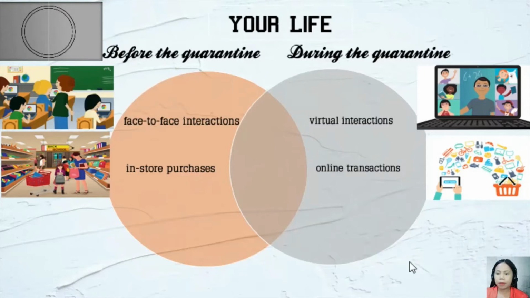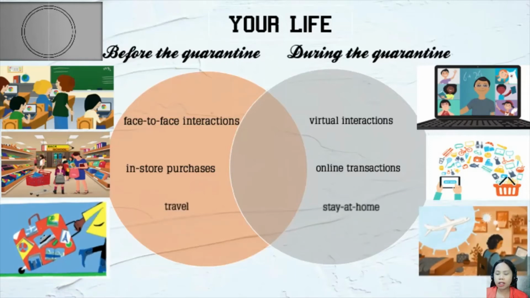And then, before the quarantine, we might have a lot of itinerary. We can travel anywhere, anytime we wanted, as long as we have the money to spend. But during the quarantine, there have been travel restrictions, so we stay at home as much as possible to keep ourselves safe from the COVID-19 virus. Now, there are, of course, some things that remain the same before and during the community quarantine. One of those might be our hobbies. The only difference now is that we have more time to do them.